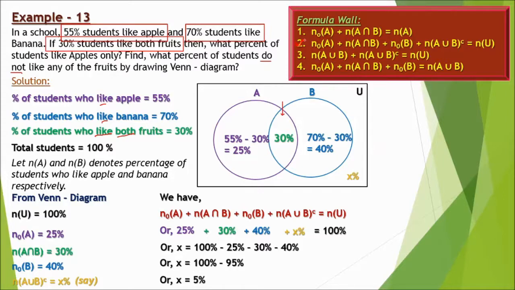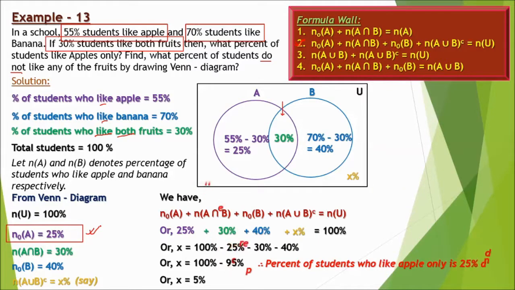But we have to find apple only. So we have already found apple only. You can see 25 is the apple only. So you can see the box, this is the apple only box here. So we can write in words: the percentage of students who like apple only is 25%, and the percentage of students who did not like any fruit is 5%. So this concludes our solution.